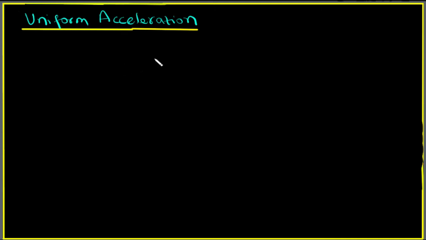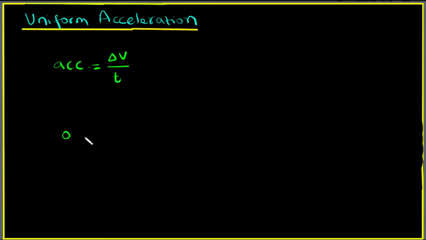Okay, now that we understand what acceleration is, let's talk about what uniform acceleration is. Uniform acceleration is pretty simple to understand. For example, now that we know that acceleration is basically the change in velocity, I can just write it down here: the change in velocity per unit time, right?